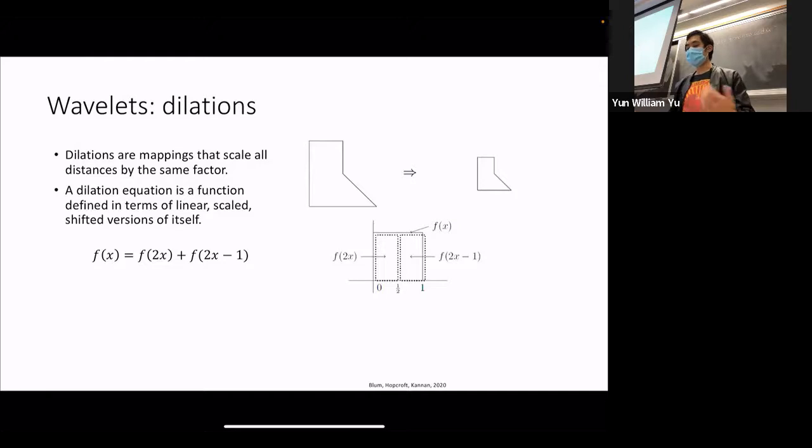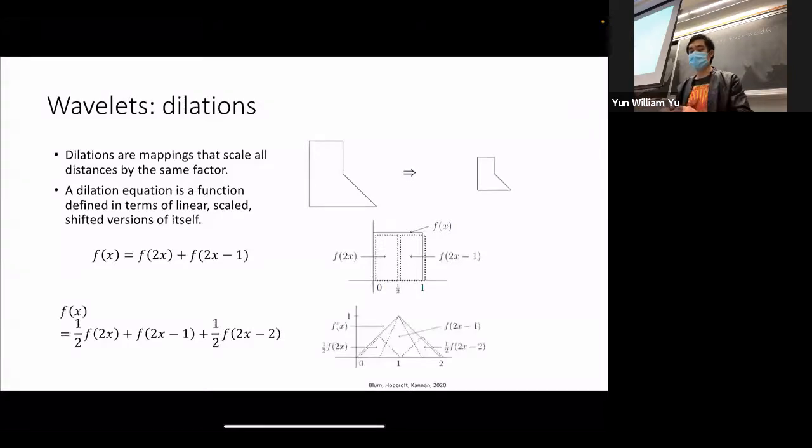Then f(2x) is just the constant 1 function on the interval 0 to 1/2, and f(2x - 1) is the constant 1 function on the interval 1/2 to 1. I think I got those backwards. But basically, you can define a function that is built up of pieces of itself that are scaled and smaller. And that's the basic premise behind these wavelets.